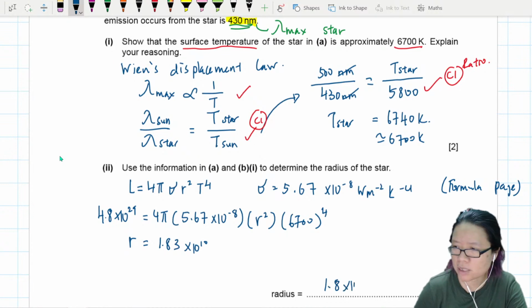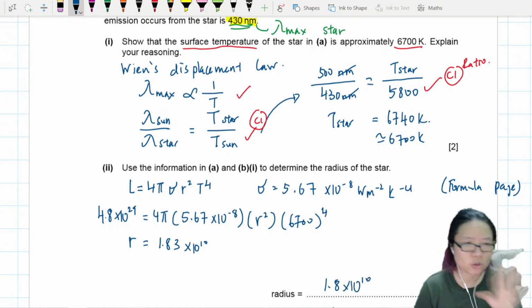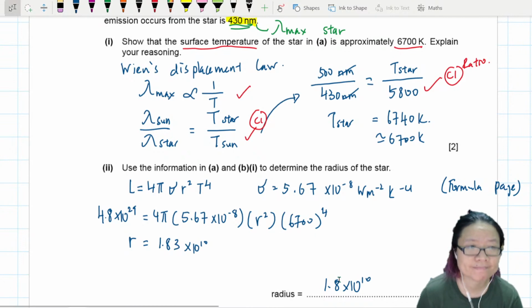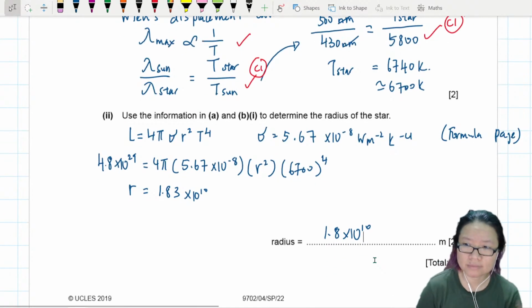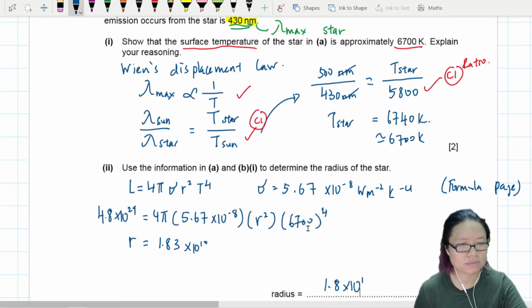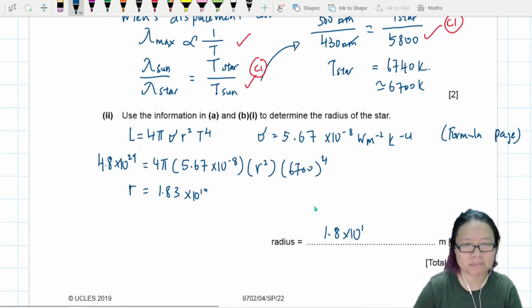1.8 times 10 to the power of 10. 2SF is good enough. That's it for your past year. I mean, specimen paper. Specimen paper.